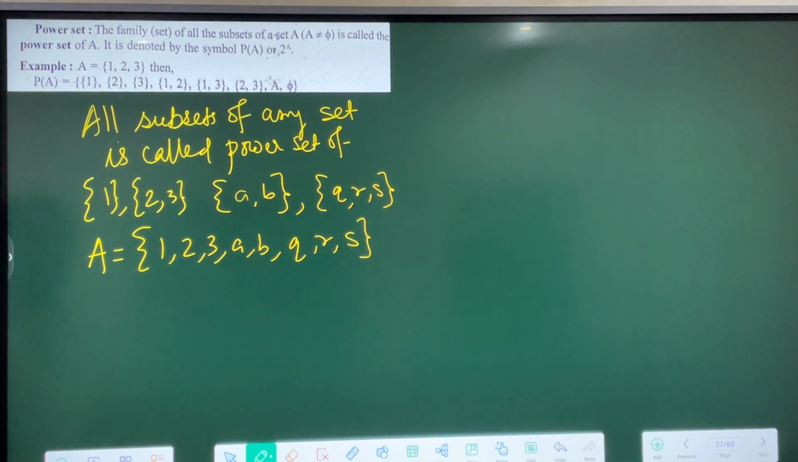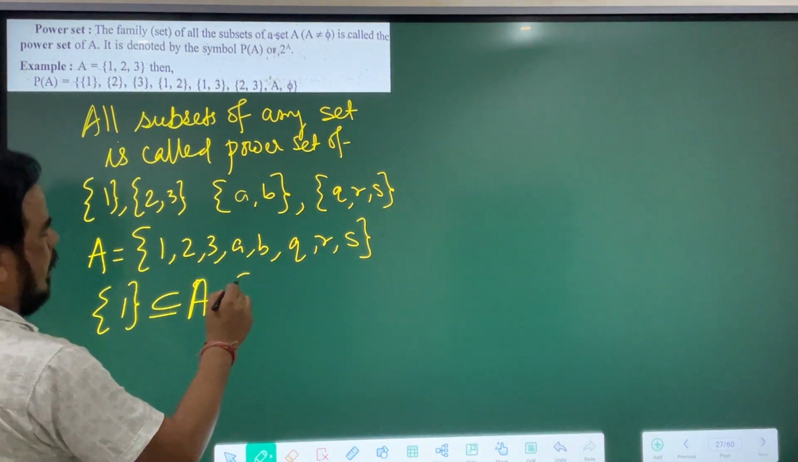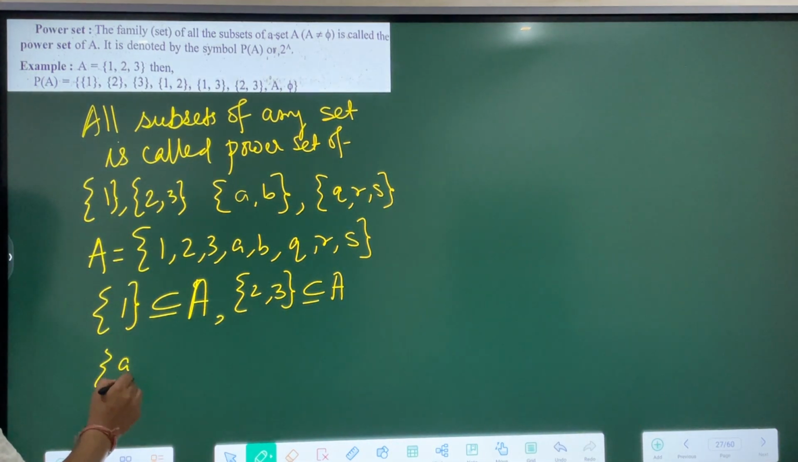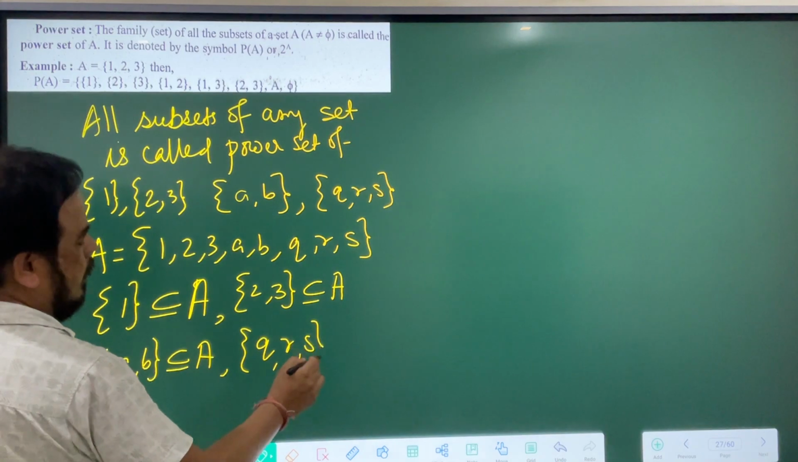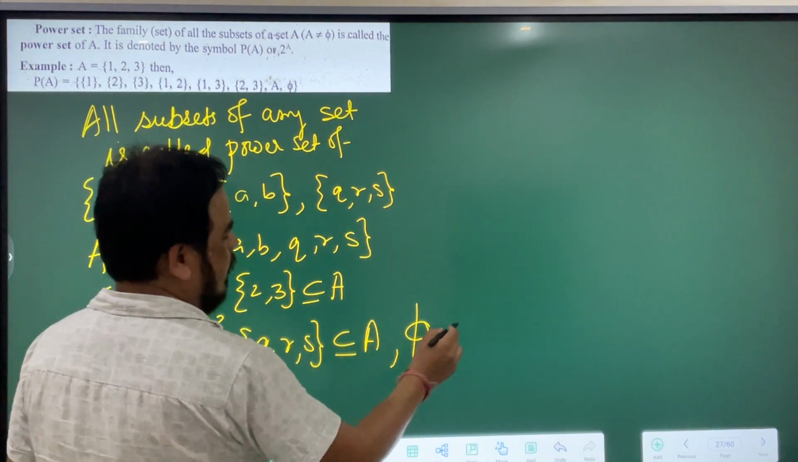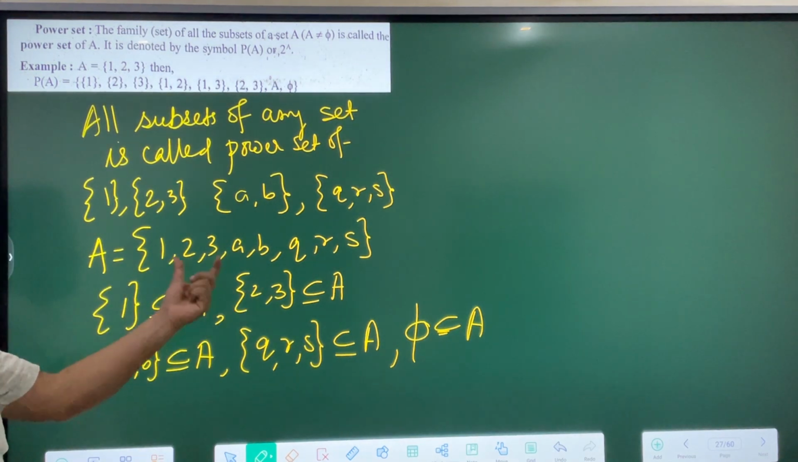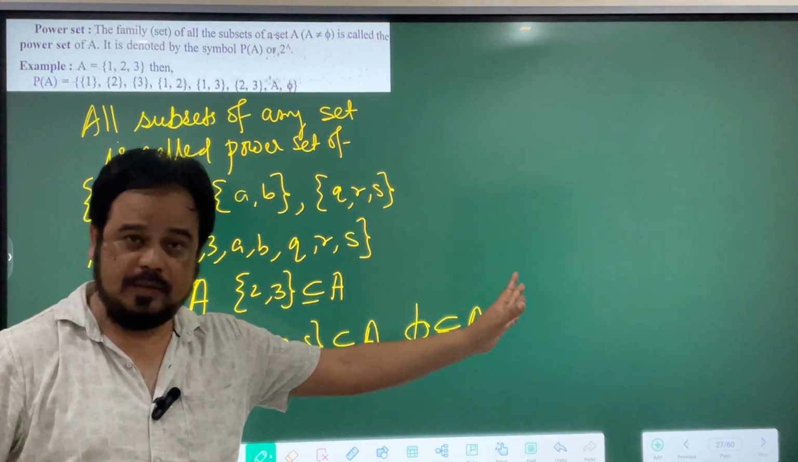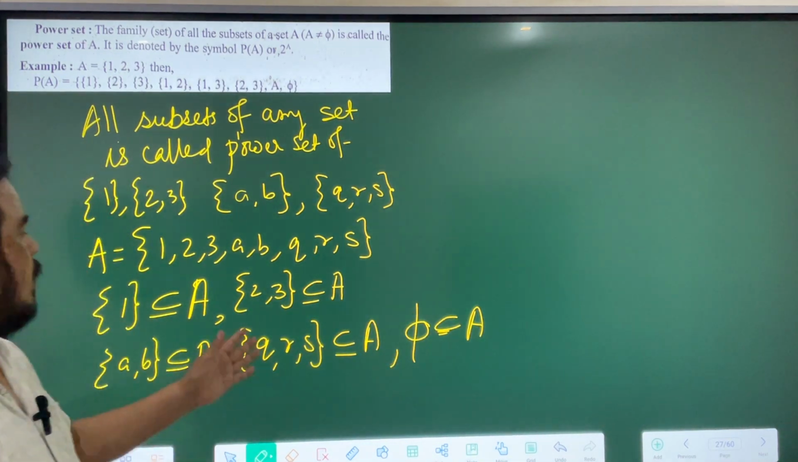Okay. So now can we say, this is a set. One is there, so subset of A. 2, 3, subset of A. They are present in A, and phi is always a subset of any set. A, B, C, any set. So I hope you understand this one.